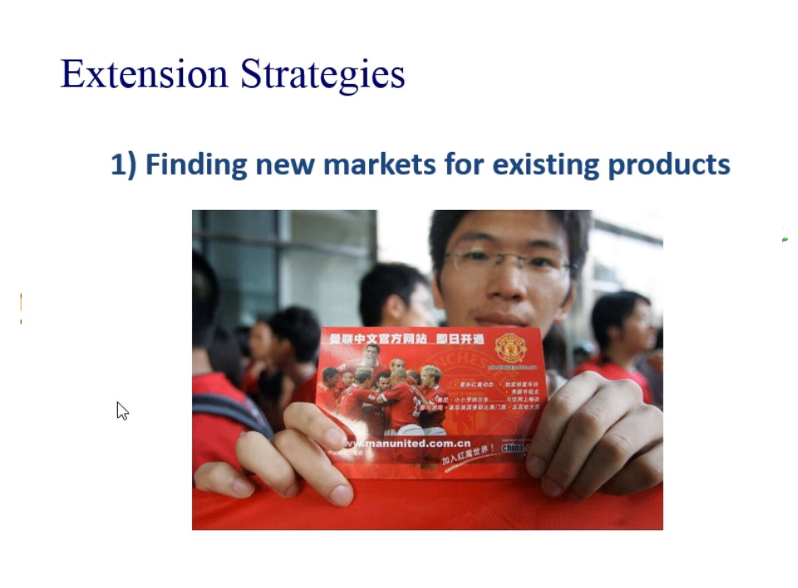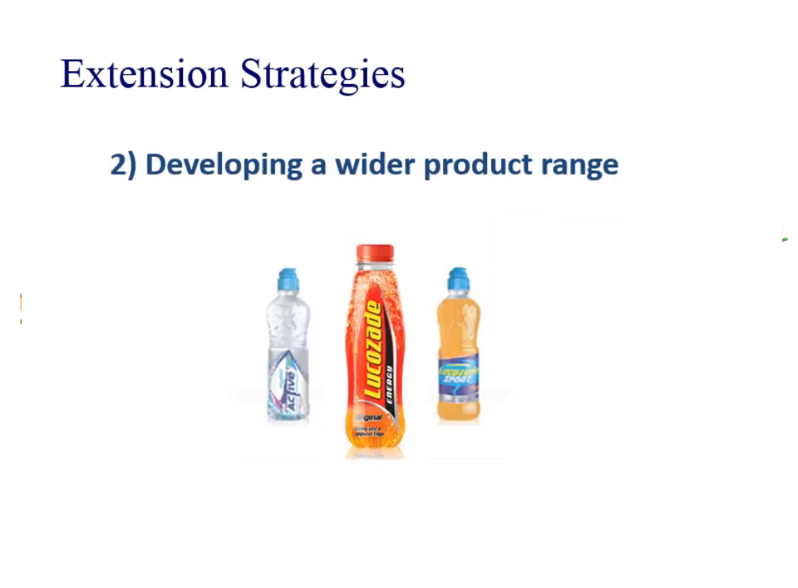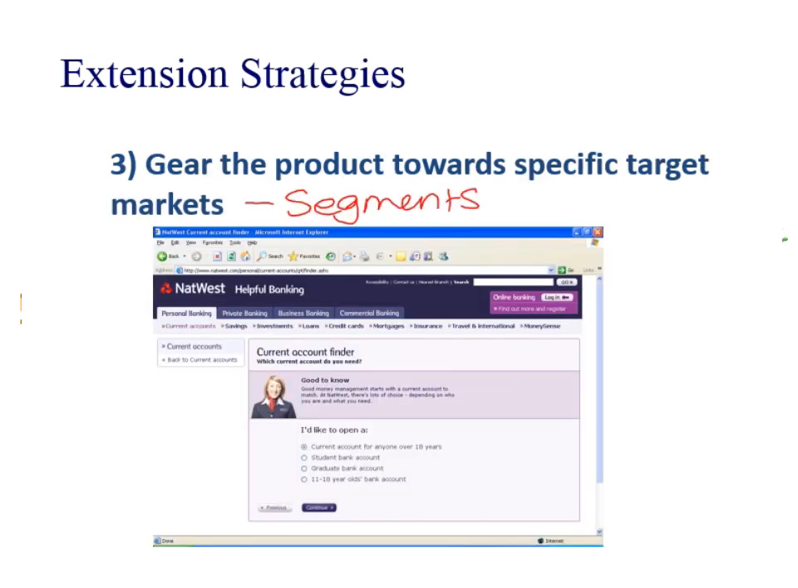So here we've got somebody in China holding up a Manchester United ticket. So Manchester United, I think, toured some stadiums in China. So trying to get new fans out of a new market. You might widen your product range. So it used to only be this type of Lucozade, but then it widened out to this kind of still orange, a bit like a cordial, I suppose, and this one that I haven't tasted myself, but you know, they widen their product range.